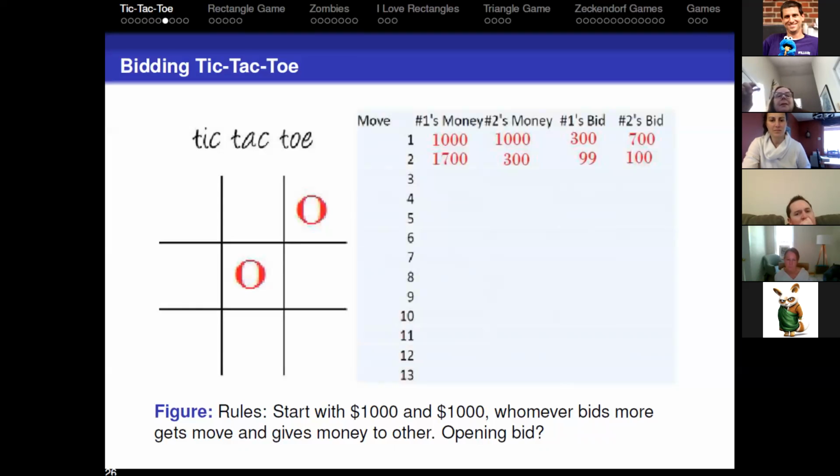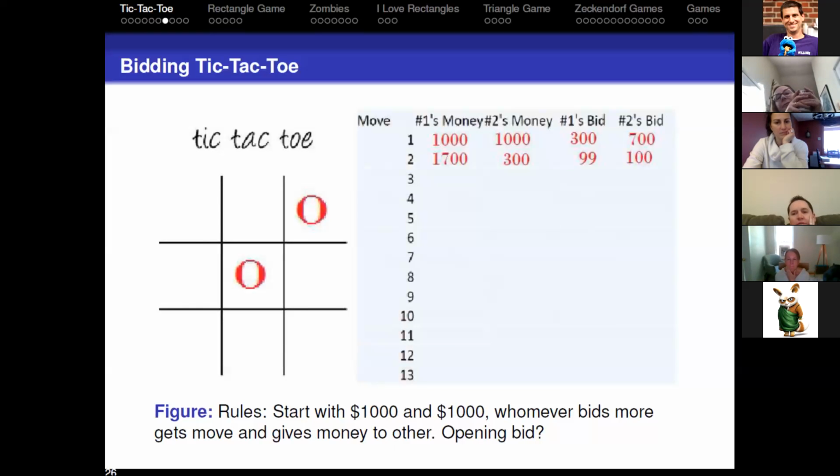200? 700 on my first turn and 100 on the second. Oh. 200? I only have $200 left. I only need to win one more. But if you can win the next 3 moves, you win the game.